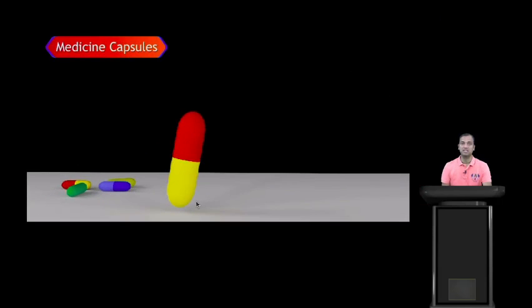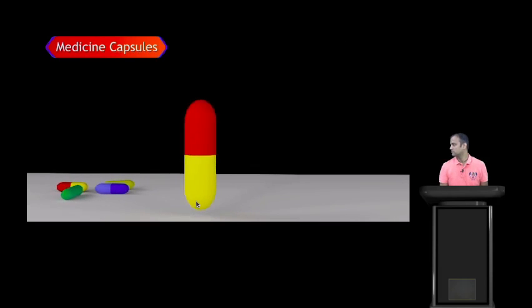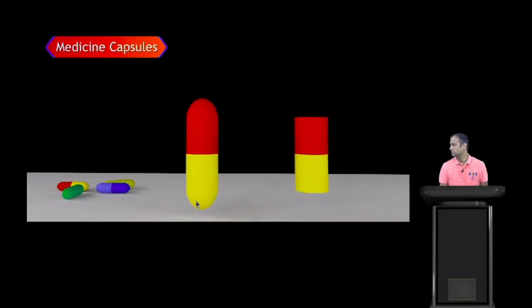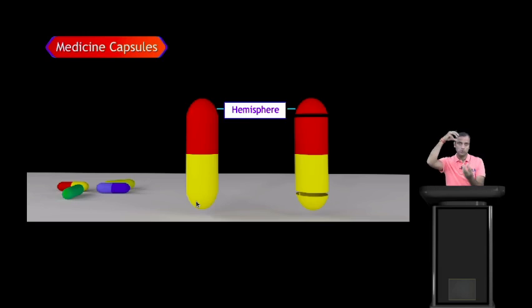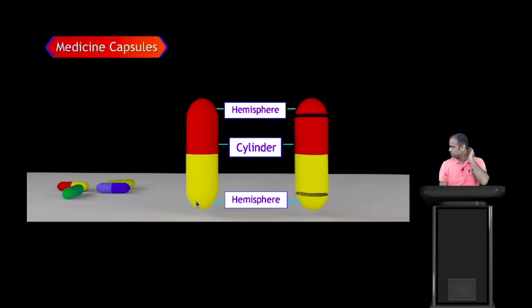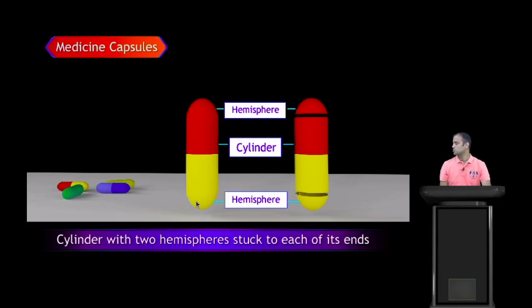Now you have seen the capsules, it is also a combination of solids. We can find that it has two portions. First is a cylinder, and then we have two hemispheres on the top and the bottom. So this is the cylinder and this is the hemisphere. So a cylinder with two hemispheres stuck to each of its ends.